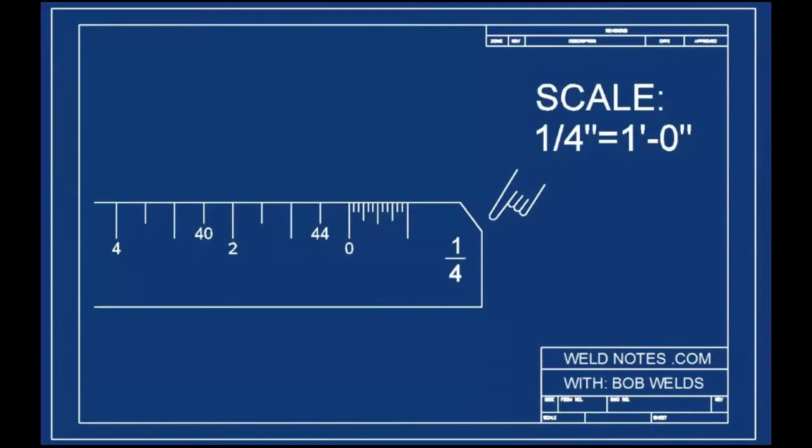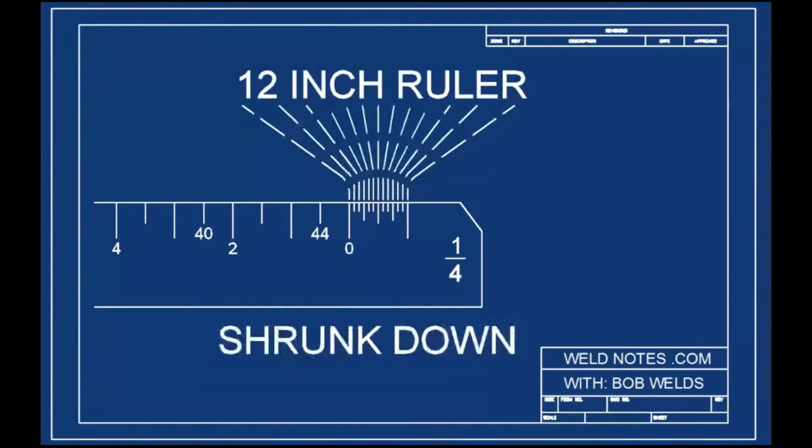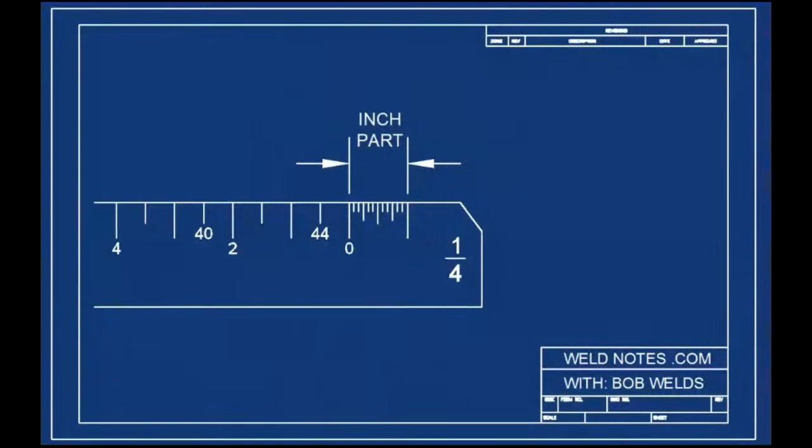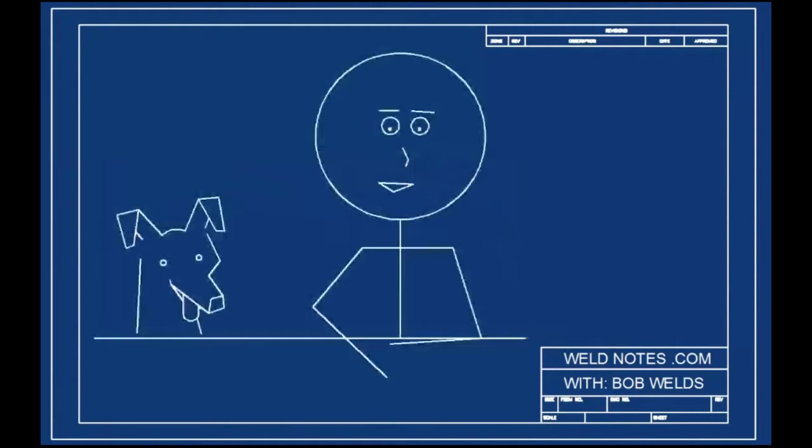Let's look at the inch part of the scale first. Now, remember that I said the inch part of the ruler is just an ordinary 12-inch long ruler that has been shrunk down to the scale you're using? Well, with this scale, it's easy to see that. Look closely and count the number of marks on this teeny tiny 12-inch ruler. Let's see. 1, 2, 3, 4, 5, 6, 7, 8, 9, 10, 11, 12. There, easy. Each mark represents 1 inch.